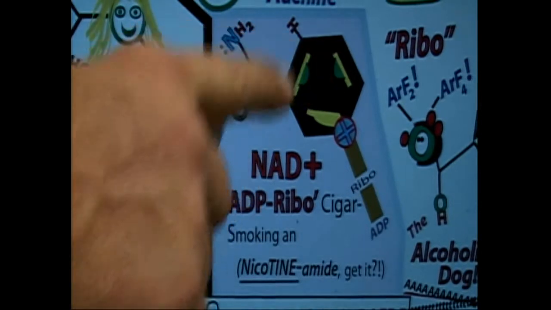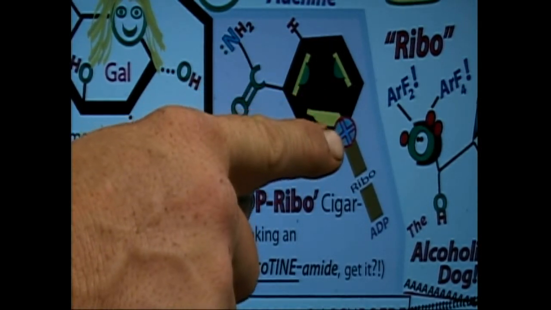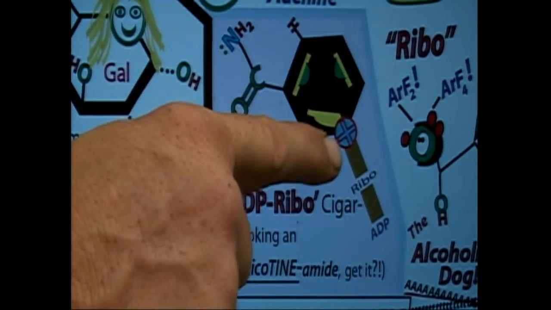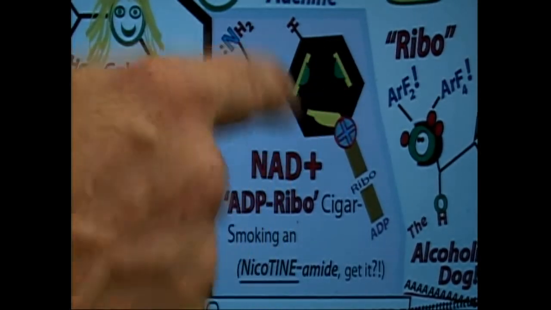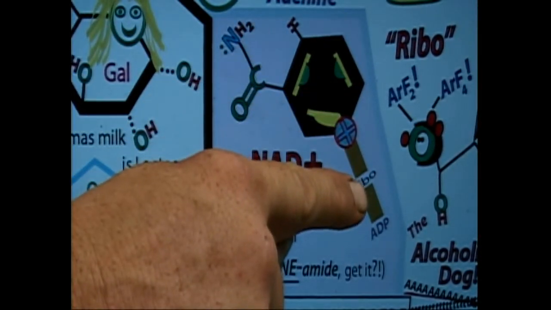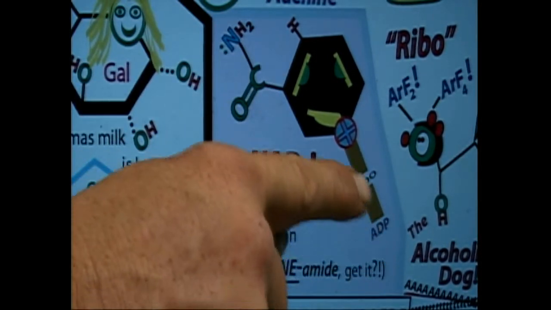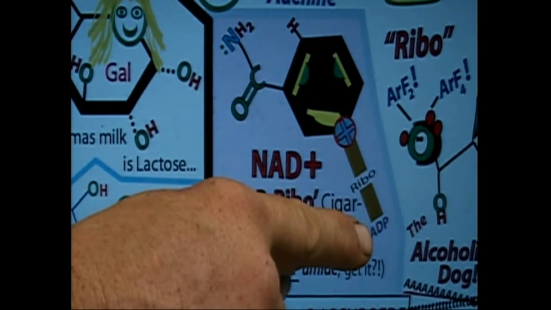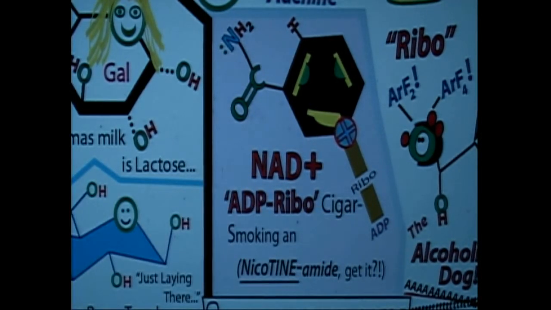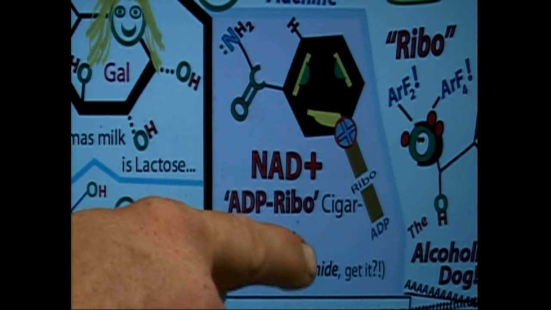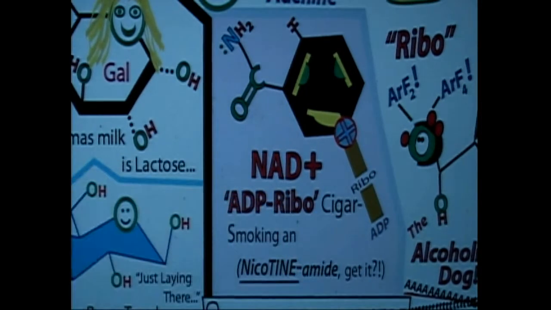So again, here is the other one from nicotinamide, NAD plus. Plus is on the nitrogen because it's doing 4 bonds here. It's got a double bond to a carbon, single bond, that's 3, and then the 4th goes to the ribo, which is a 5-membered sugar ring like ruby, and ruby's holding on to an ADP, adenosine diphosphate. So somewhere in there is smoking a NAD cigar, smoking an ADP ribo cigar.